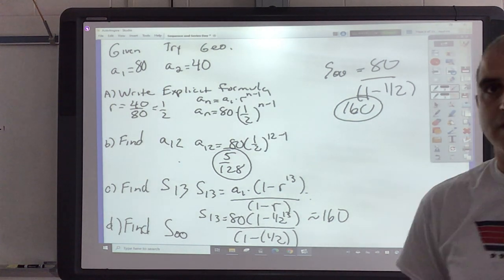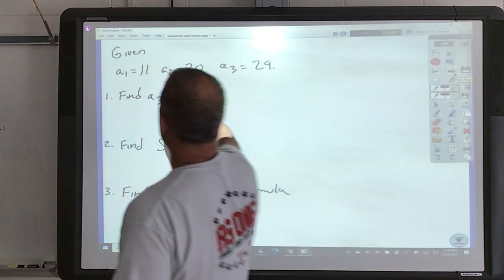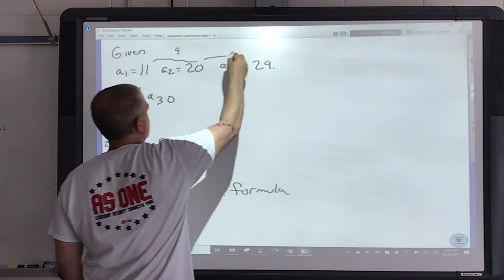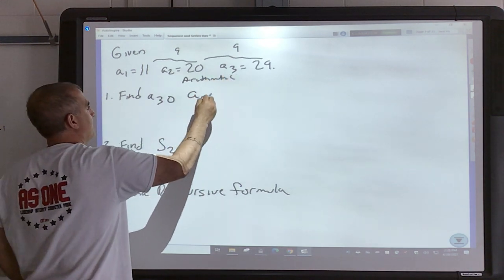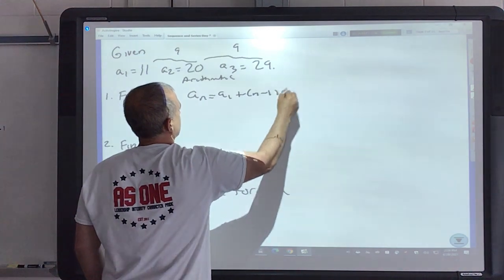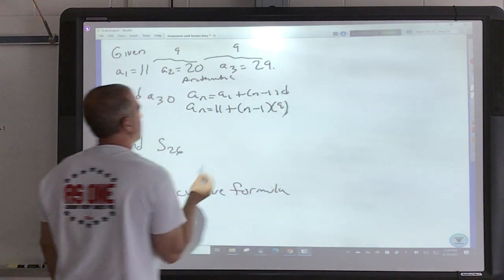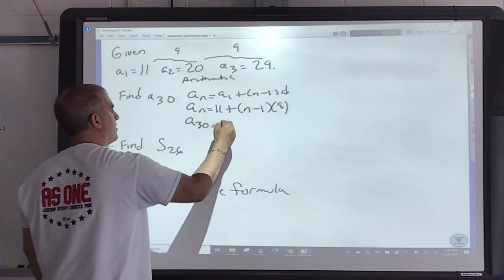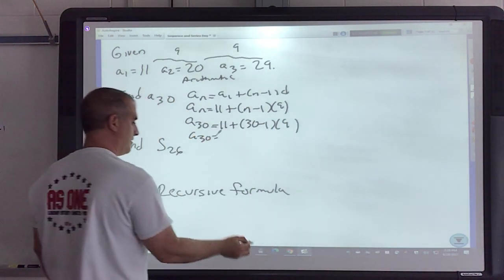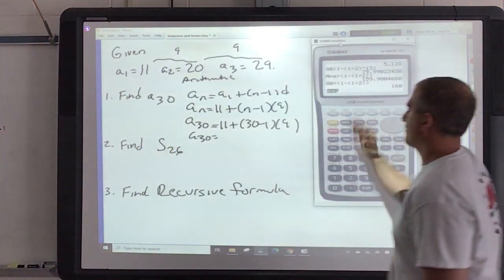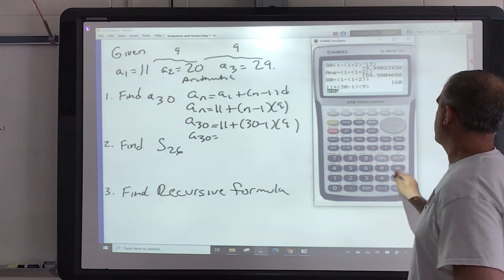Here's the next one. I got this going on here. Clearly, as you can see, the difference here is 9, the difference here is 9, so this is arithmetic. In order to find A30, I have to find the formula first. I know that A sub n would be 11 plus n minus 1 times 9. To find A30, I just put 30 in for that. So A30 is 11 plus 30 minus 1 times 9. That's 272.